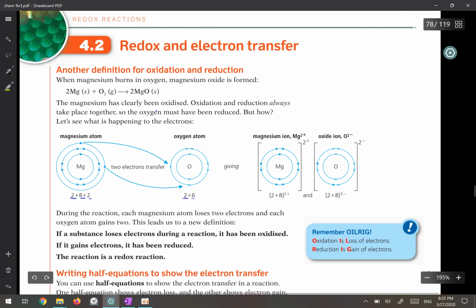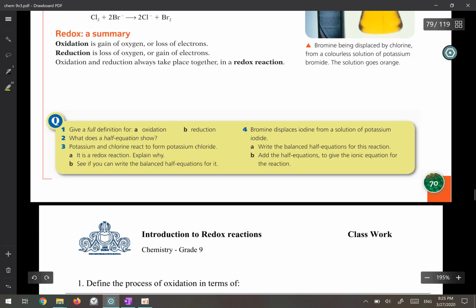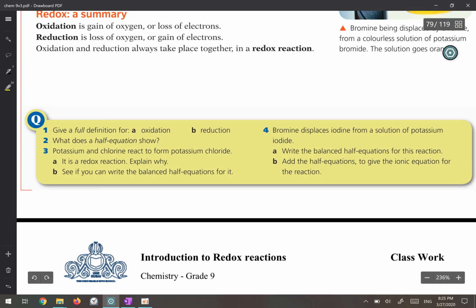Okay, let's go to the next section, section 4.2, and answer the question on section 4.2. Question number 1 says give a full definition for oxidation and reduction. So we had the definition. Oxidation means gaining oxygen, losing hydrogen, or more completely we can say oxidation means losing electron. And the reduction means losing oxygen, gaining hydrogen, or more completely we can say reduction is gaining electron. Question number 2 says what does a half equation show?